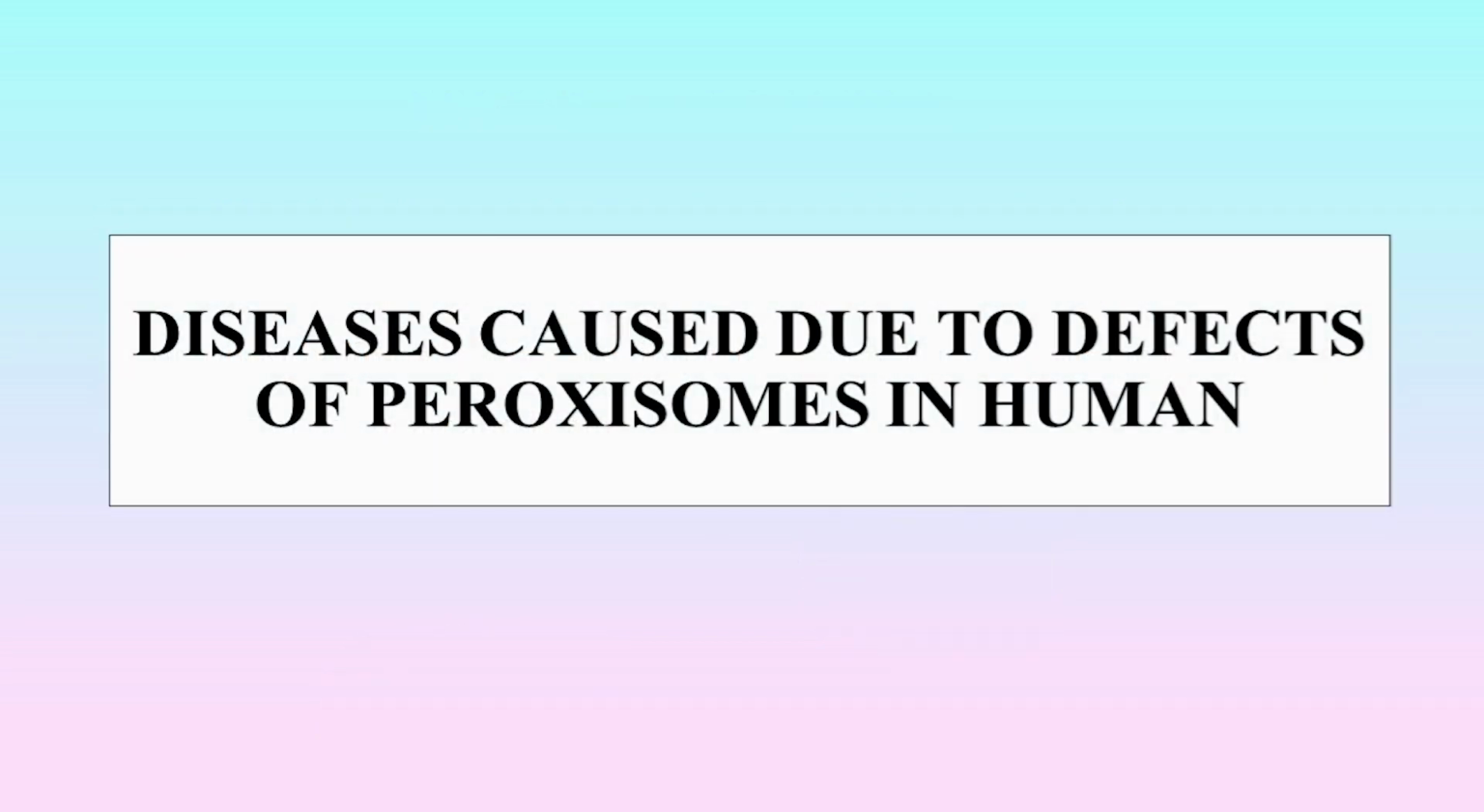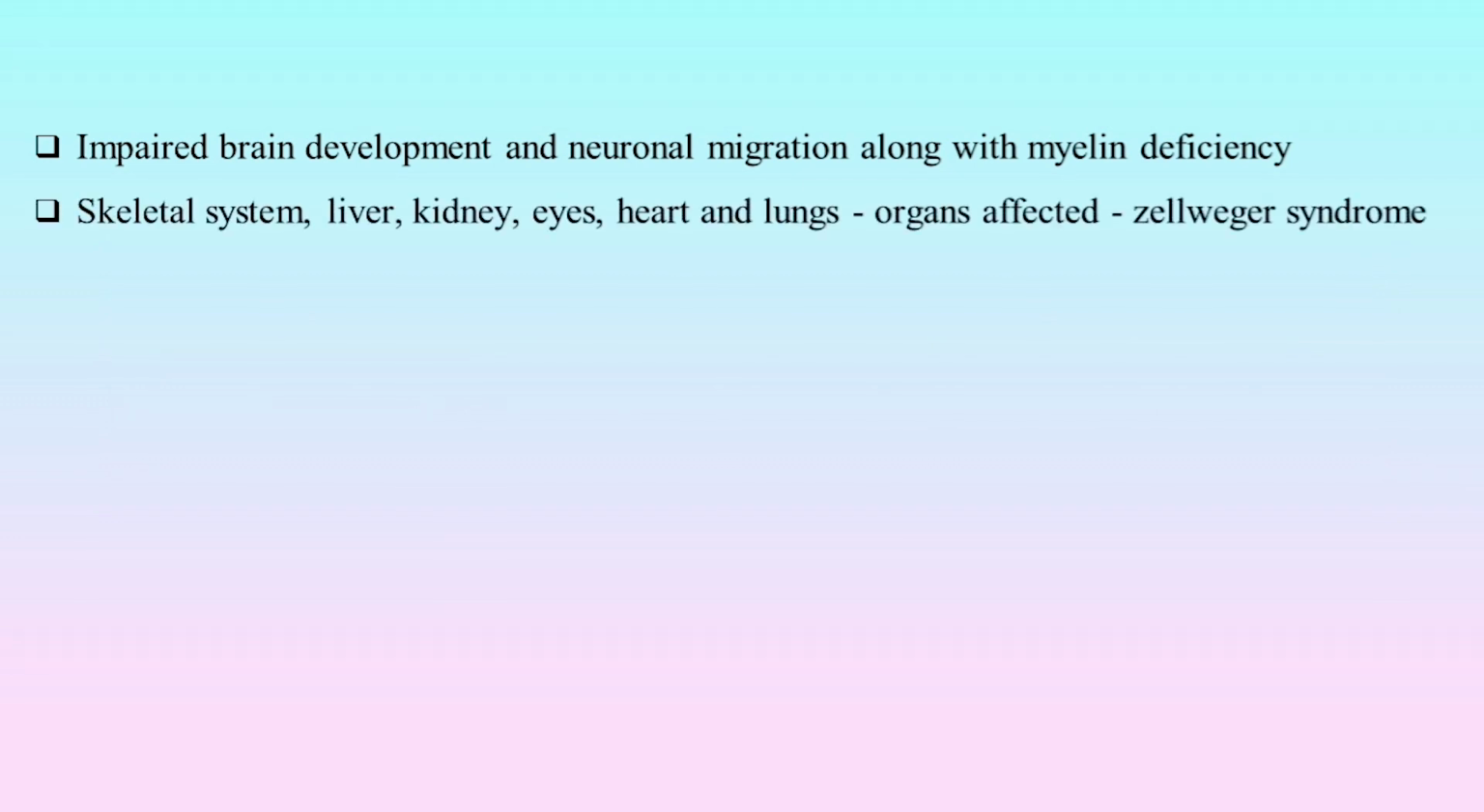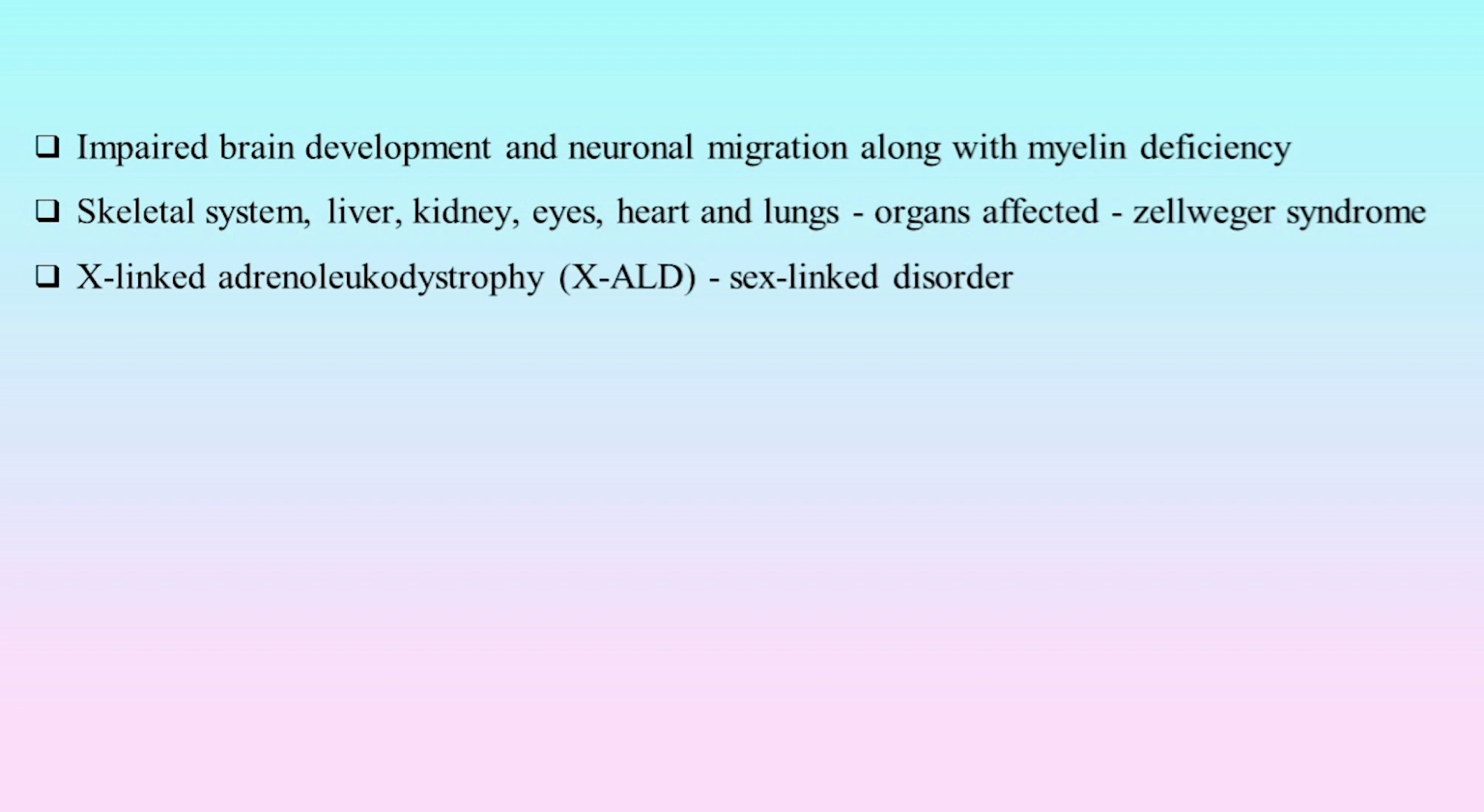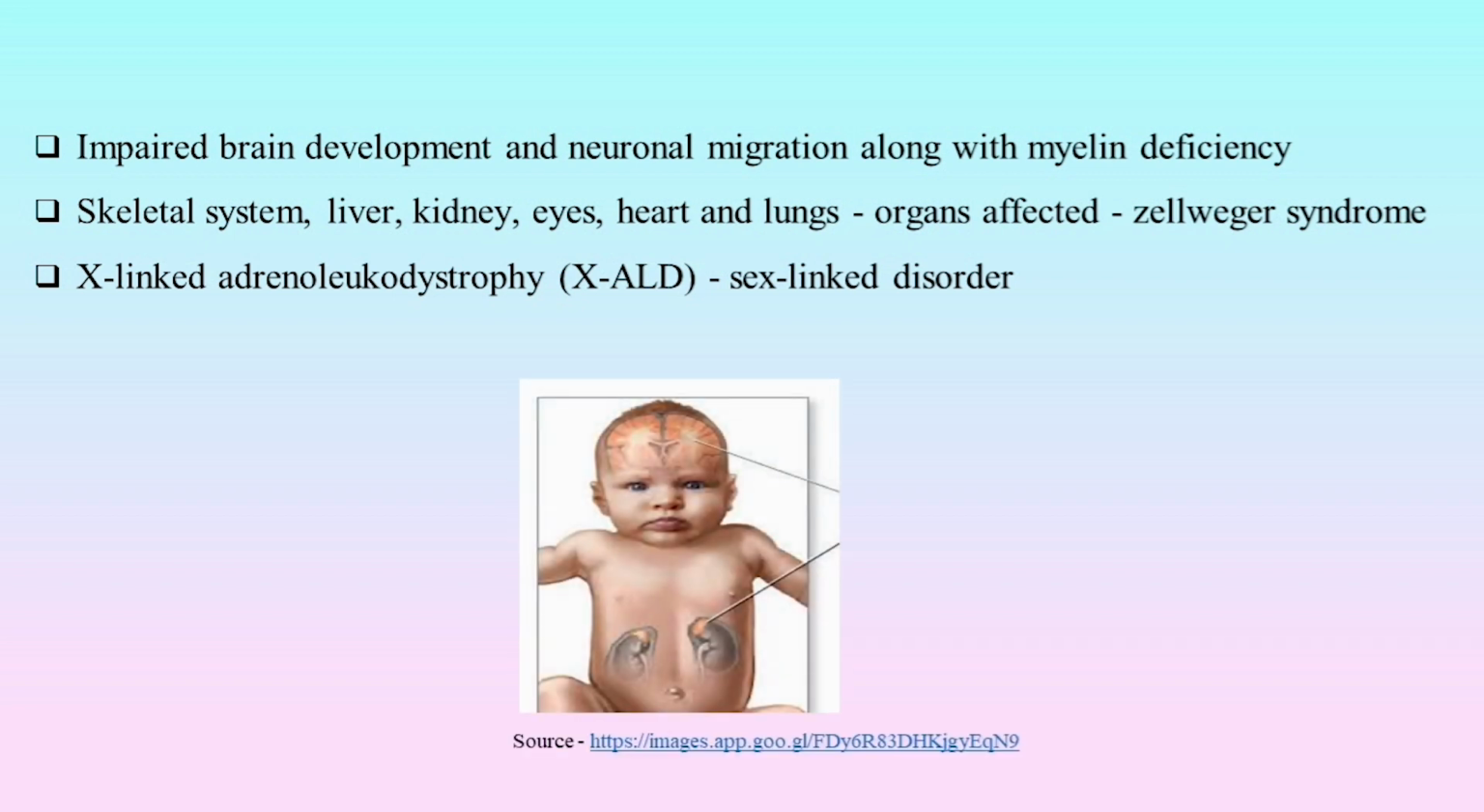Diseases caused due to defects of peroxisome in human beings. Impaired brain development and neuronal migration along with myelin deficiency can occur. Skeletal system, liver, kidney, eyes, heart, and lungs are the organs affected due to defects of peroxisome in human beings. X-linked adrenoleukodystrophy, otherwise known as XALD, is a sex-linked disorder which can also occur due to the defects of peroxisome.